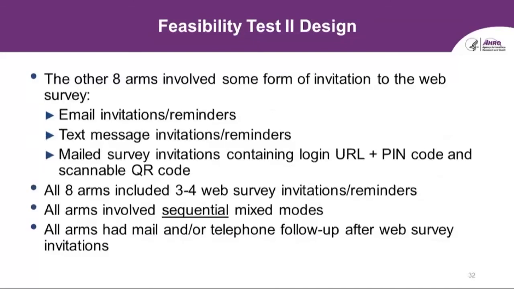The other 8 arms involved some form of an invitation to the web survey, so one or a combination of email invitations, text message invitations, or mailed survey invitations with a URL and a PIN code, and or a scannable QR code. And importantly, by text message invitation, I don't mean that we're texting the individual questions to patients. I mean that we are texting a link to the survey. You click on the link within the text, and it takes you to a web browser with the survey.